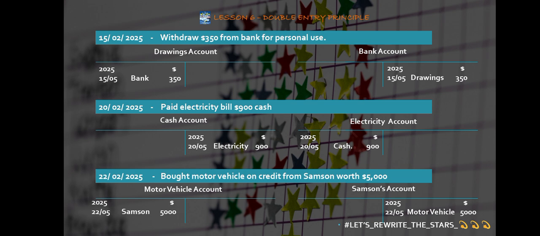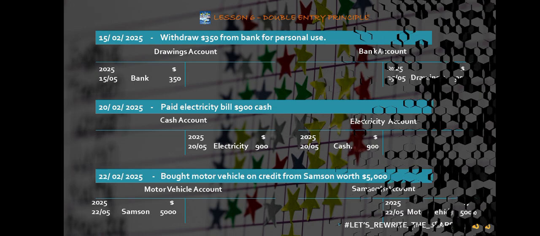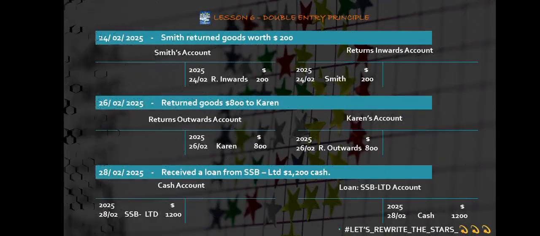I hope this is very well noted. From Samsung, so because it's from Samsung, it is credited, and then motor vehicle will be debited. Motor vehicle will be debited because it is an asset. It is increasing the assets we have. That means we are going to get a new motor vehicle within our organization. So if the asset is increasing, it is debited. That is why we have motor vehicle being debited $5,000. I hope this is understood. Let's look at the last set of transactions for double entry.